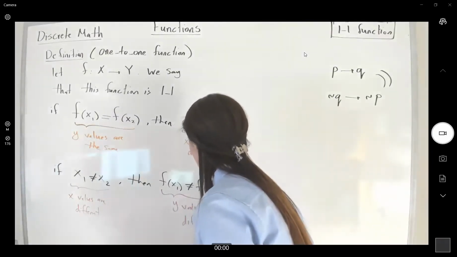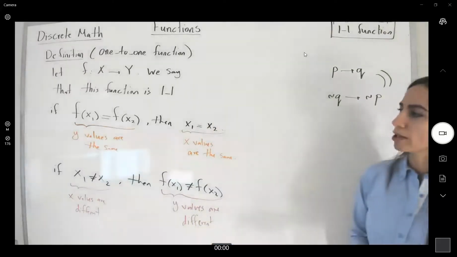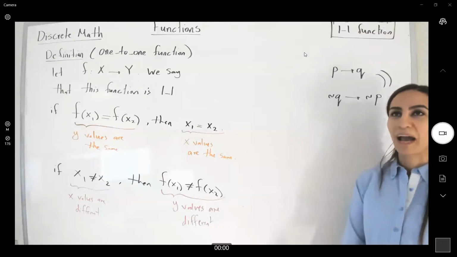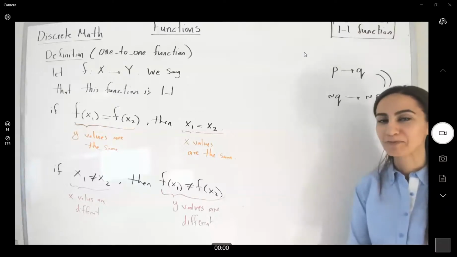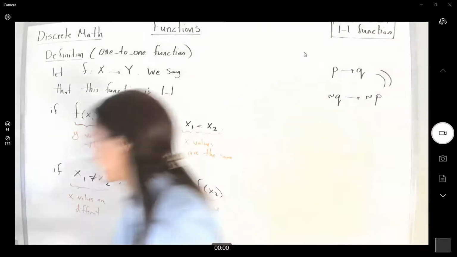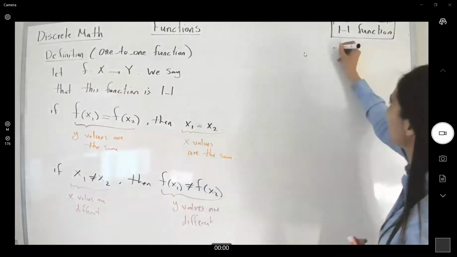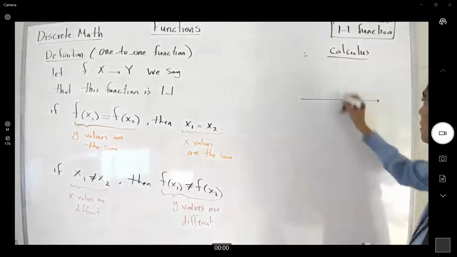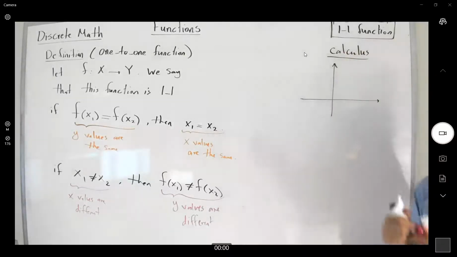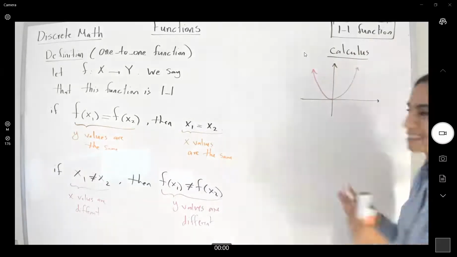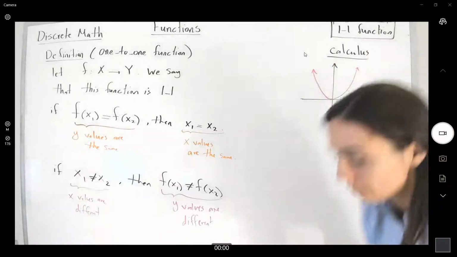Well, okay. Have I seen one-to-one functions before in calculus? Yes, you did. We had a test for that, called the horizontal line test. So recall that in calculus, suppose you have this parabola like x squared. Is this a one-to-one function? No, it's not.